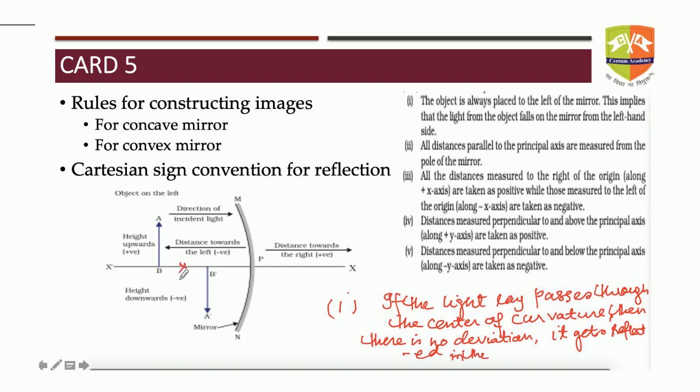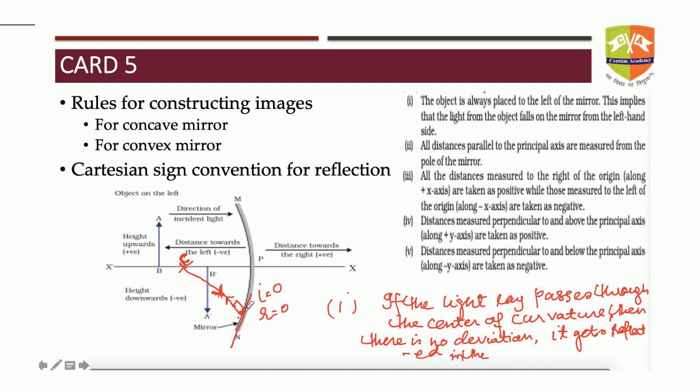Second thing, the distances parallel to the principal axis are measured from the pole of the mirror, which I was just discussing. All the distances measured to the right of the origin are taken positive, while those measured to the left of the origin are taken negative. So what do you mean by positive x-axis and negative x-axis? This pole is actually the origin, because you are measuring all the distances from here. If you go towards the right hand side of the pole, that distance is positive. If you go on the left hand side of the pole, that is negative.